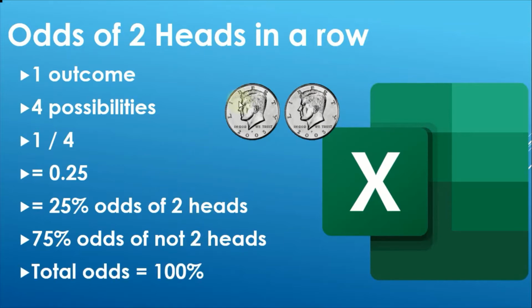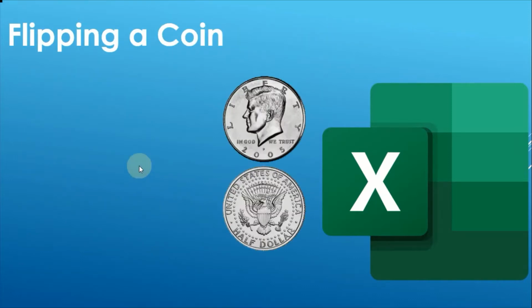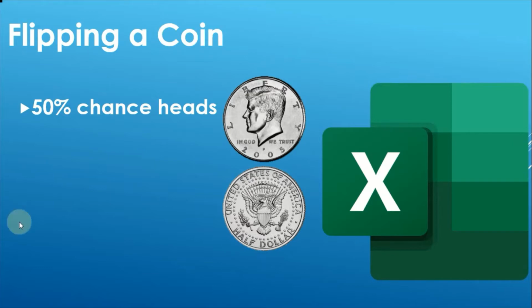And the total odds are always going to equal 100%. So the odds of what you want and the odds of what you're not going to get are going to total to 100. So flipping a coin, there's always a 50% chance of heads and a 50% chance of tails.